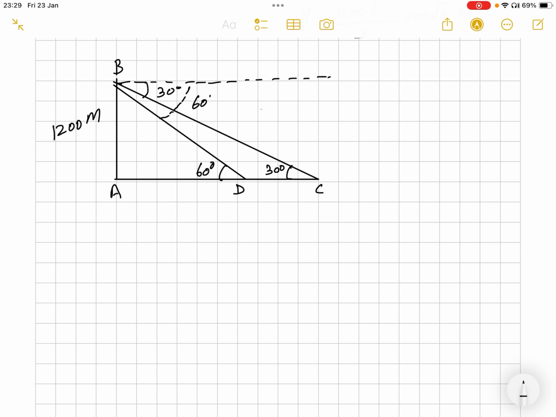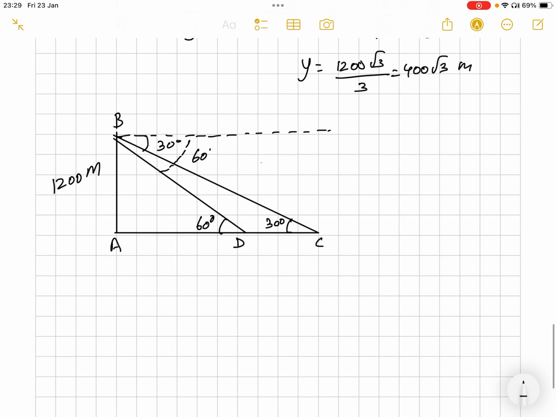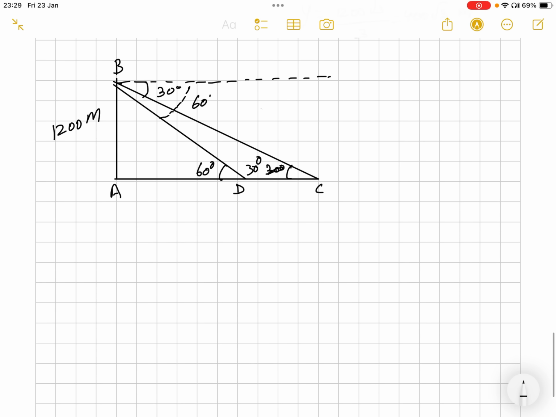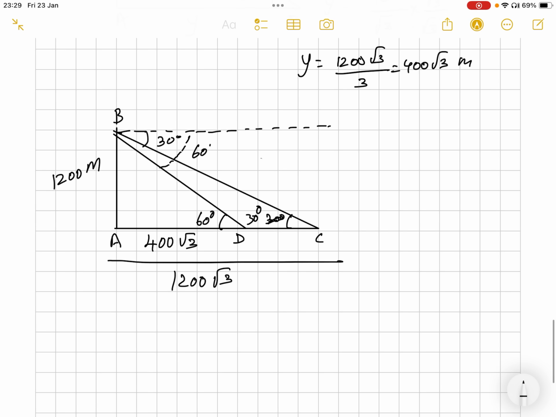Now clubbing. So what are the things we got? One is this 30 degrees, it is not 300, it is 30 degrees. So this is 1200 root 3, and AD is 400 root 3, as we all know. That's all. Your diagram is ready.